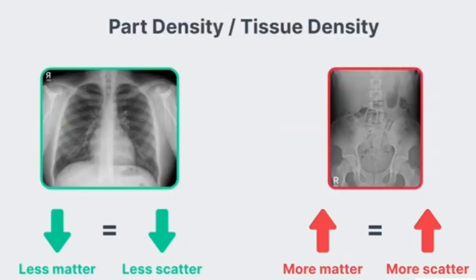The same idea applies to part density or tissue density. This refers to the amount of matter packed into the space of the tissue. For example, the chest is mostly full of air, which is lower density, which means there's less matter and less scatter. The abdomen, though, is approximately the same thickness, but more dense. This means there's more matter, more scatter, and the overall image is going to be lower contrast.